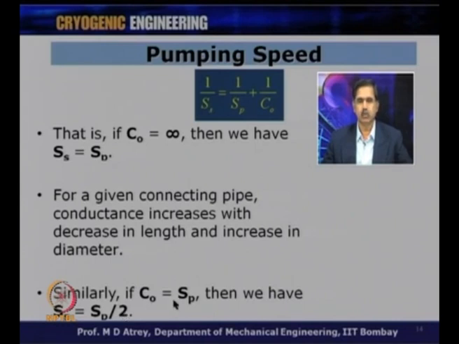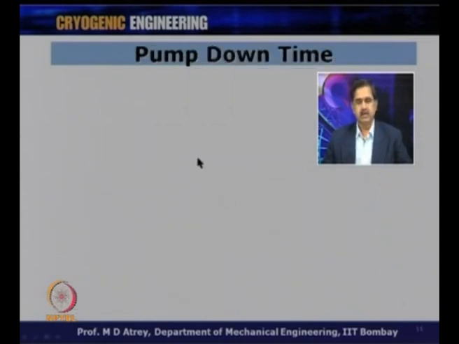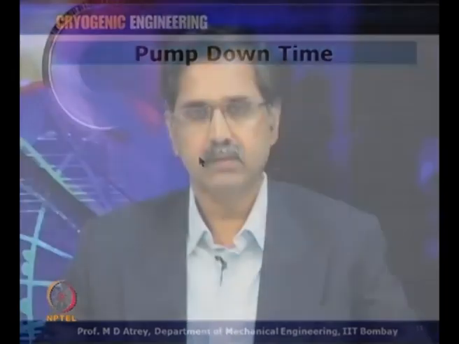So, you can see that if CO is equal to SP, then we have SS equal to SP by 2. So, go on increasing conductance as much as you can, so that this parameter becomes very small. In that case, my SS will approach the SP value, and that is what we want to ultimately achieve. So, my system pumping speed should approach the vacuum pump speed. Now, having understood what is system pumping speed, what is pump speed, and what is conductance, let us now come to what is pump down time.